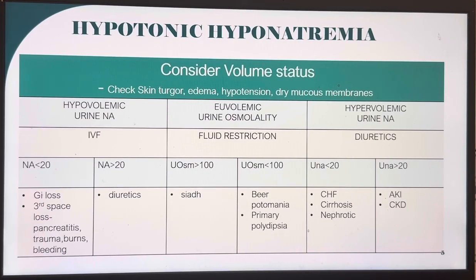If the urine sodium is less than 20, that means the kidneys are working properly. It could be due to CHF or cirrhosis or nephrotic syndrome. If urine sodium is more than 20, then it could be due to kidney failure like AKI or chronic kidney disease. So that's about the treatment, and that's about the table.